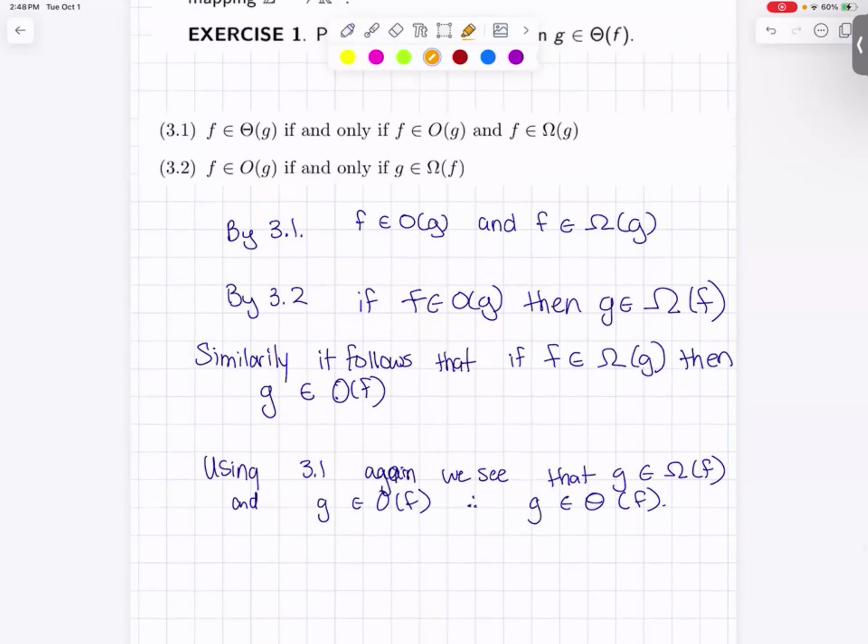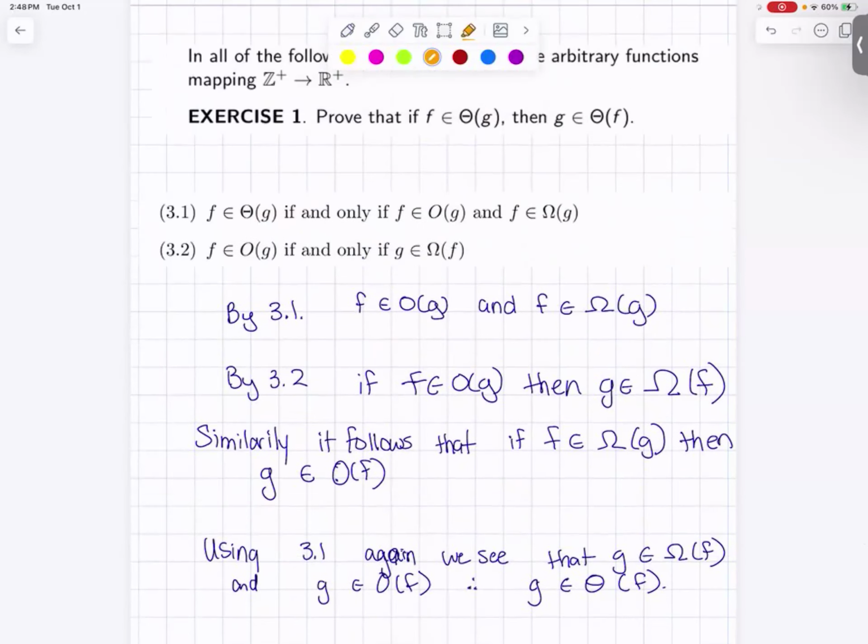Let's color code this a little bit because I think it's going to help. We took our original statement of f being in theta of g by looking here and here, by saying that's actually what that means. It means that f is in big O of g and f is in big omega of g. Now, if f truly is in big O of g, then by 3.2, g is in big omega of f. And using that exact same logic, if f is in big omega of g, then g is in big O of f. So we're just reversing those.